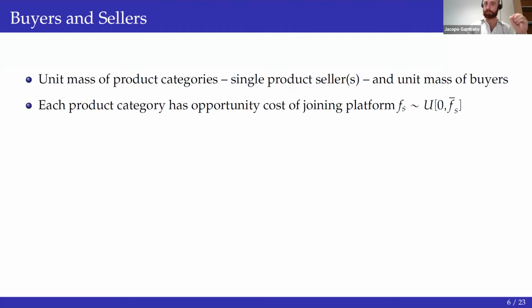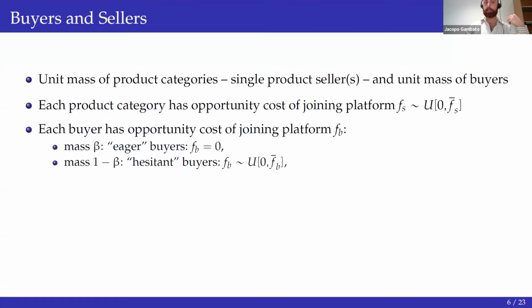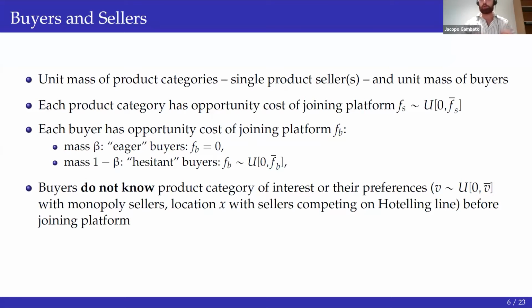Each product category has an opportunity cost drawn from a uniform distribution, F_S, and the buyers also have an opportunity cost of entering, but they're split into two masses. We have a mass of eager buyers, which have no opportunity cost of entering and therefore are assumed to always join the platform, and a mass of hesitant buyers who have a cost of entry that is also distributed uniformly, who need to decide whether to join or not, accounting for the possibility of potentially not having positive expected utility from doing so. What's crucial here is that we assume the buyers do not know their product category of interest before joining. Therefore, while the eager consumers have no cost and therefore enter regardless, the hesitant buyers need to understand that because they don't know what they want before joining the platform, they don't know if they will find what they want after joining it. And this will depend on how many sellers join on the other side.